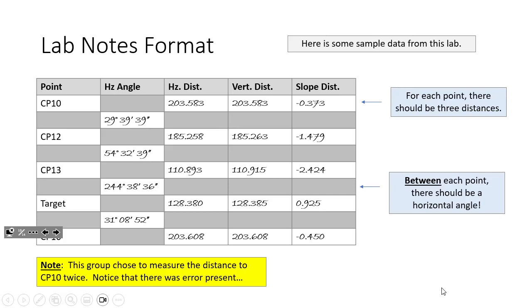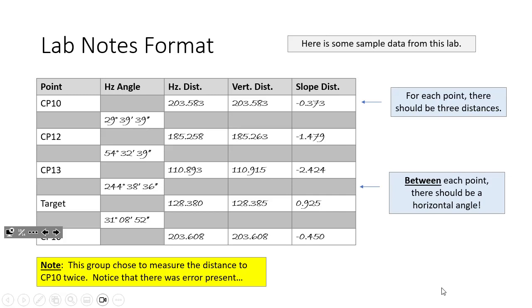There's even a screen capture of this table in your handout. Okay? The idea is I want you to record that data in this fashion, because when we start doing our traverse computations, we're going to set it up in this fashion as well. Now, to each nail, we can record a horizontal, vertical, and slope. So from the instrument to the nail, distances. From the instrument to the nail, distances. So on and so forth. So for each point, there should be 3 distances, and between each point, there should be an angle.